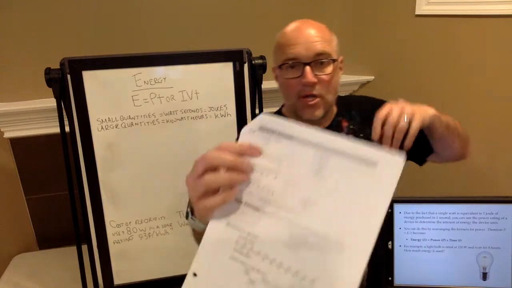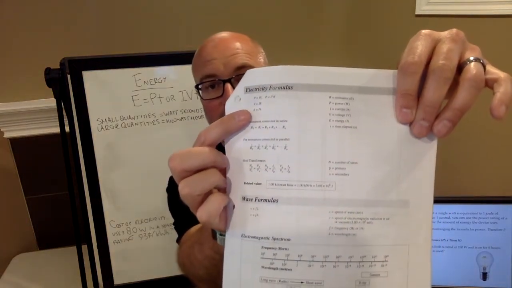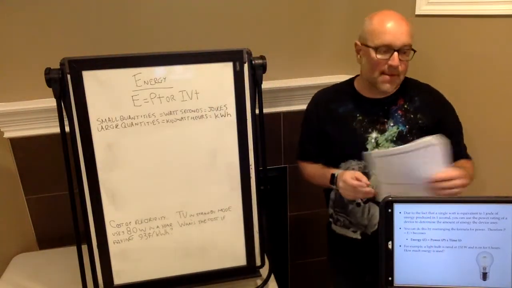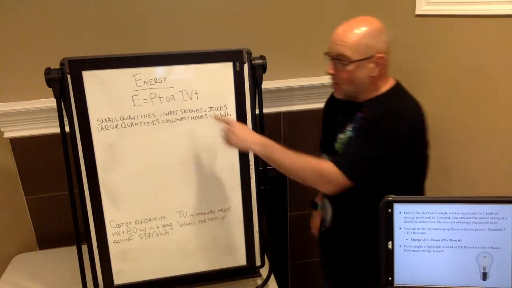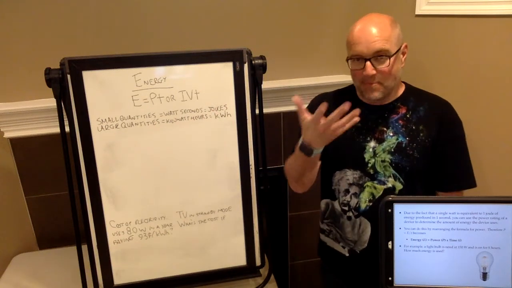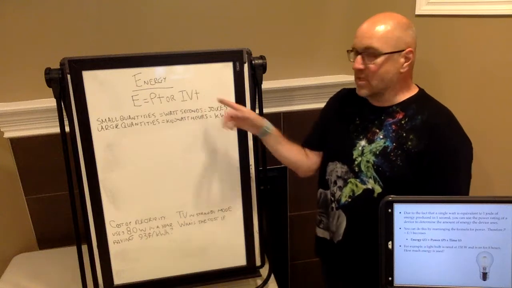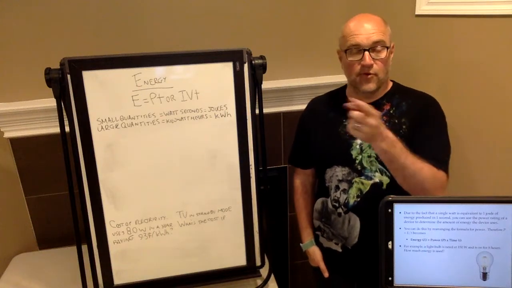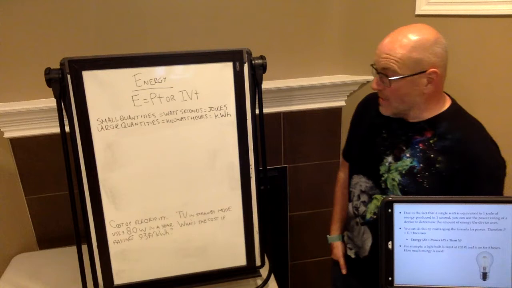In your data booklet, energy is only given to you with that equation there. Energy equals power times time. But if you know this expanded version, if you know that P is also equal to IV, you can calculate energy just by knowing the current, the voltage, and the amount of time that the device is running.